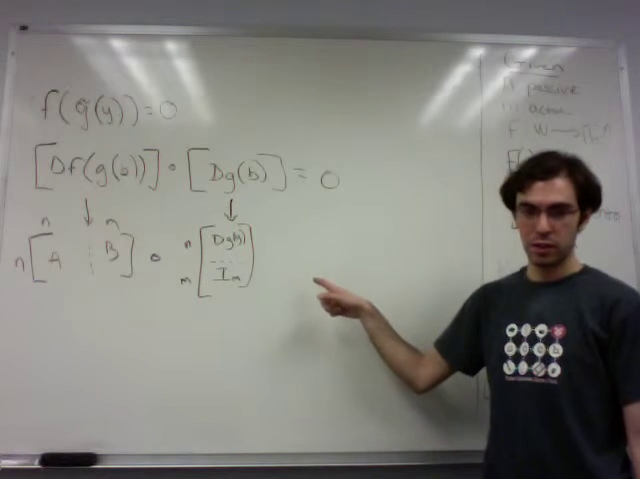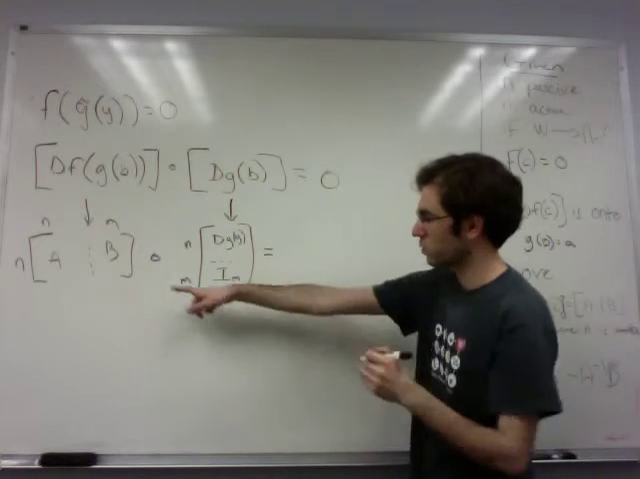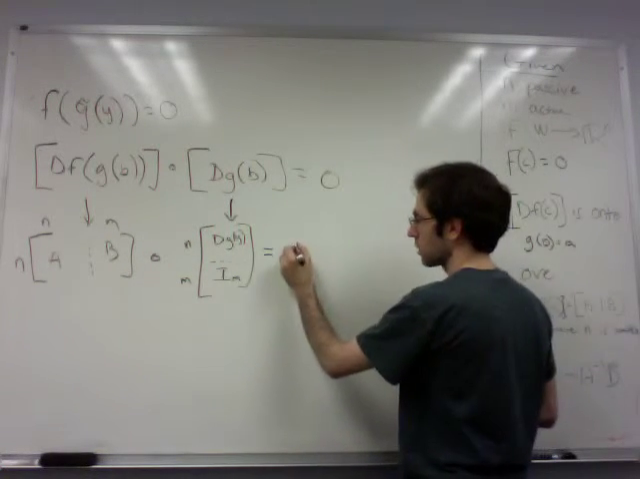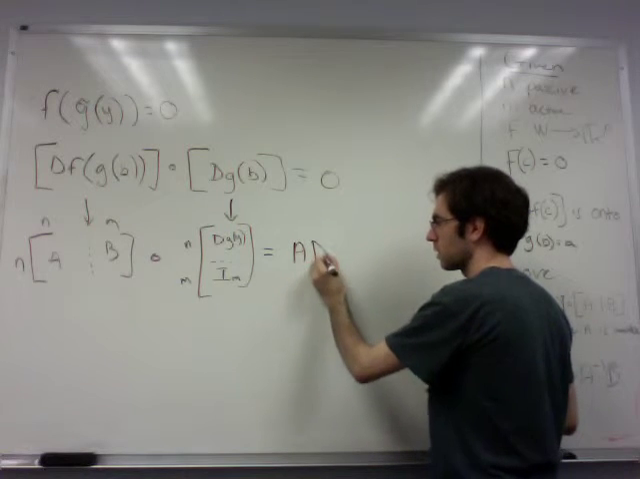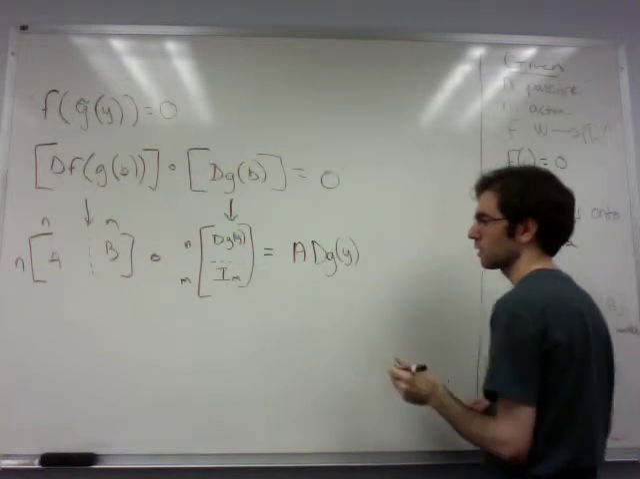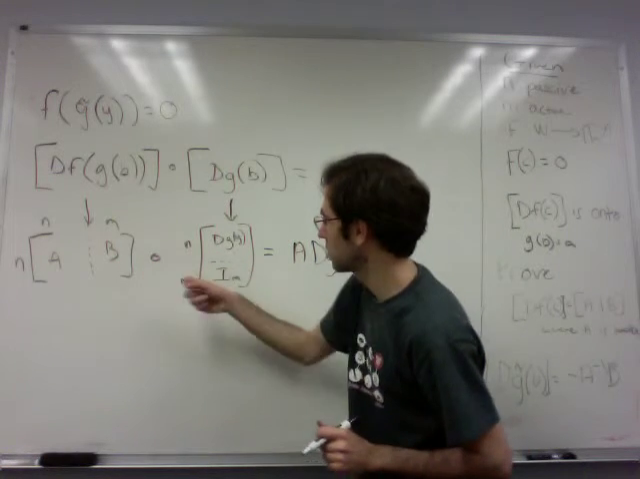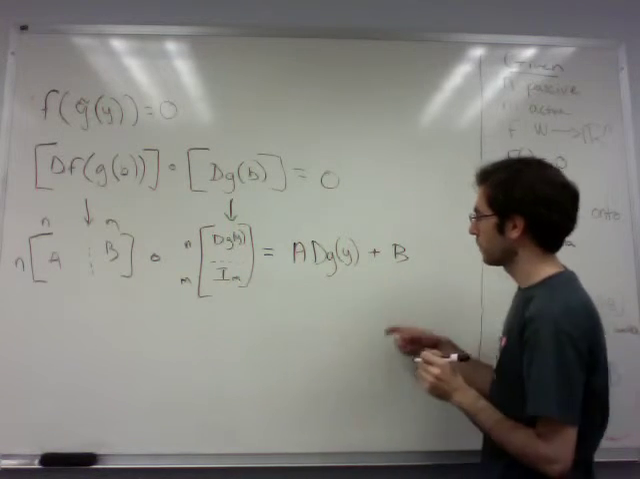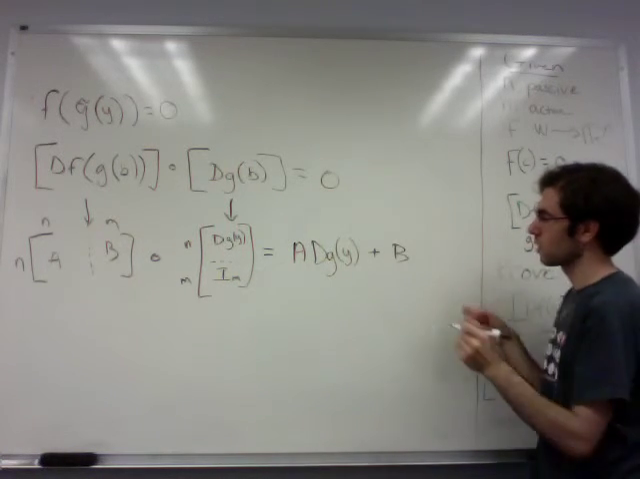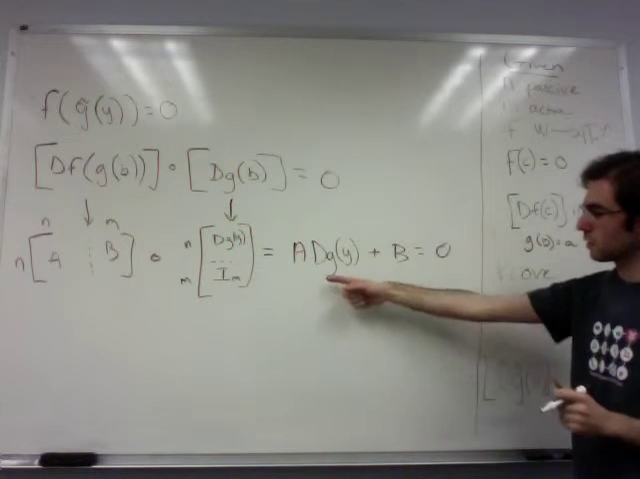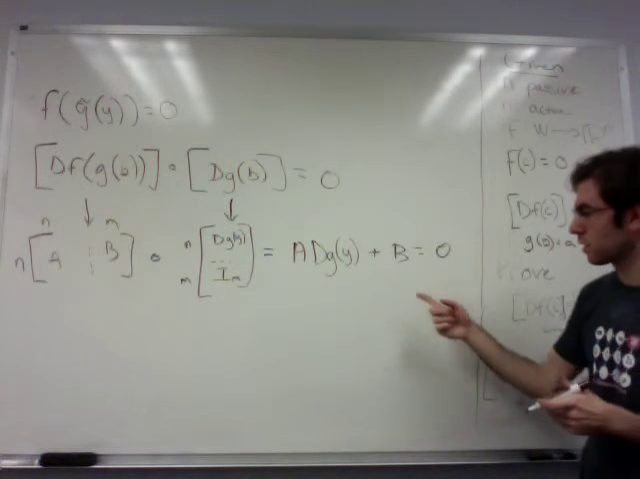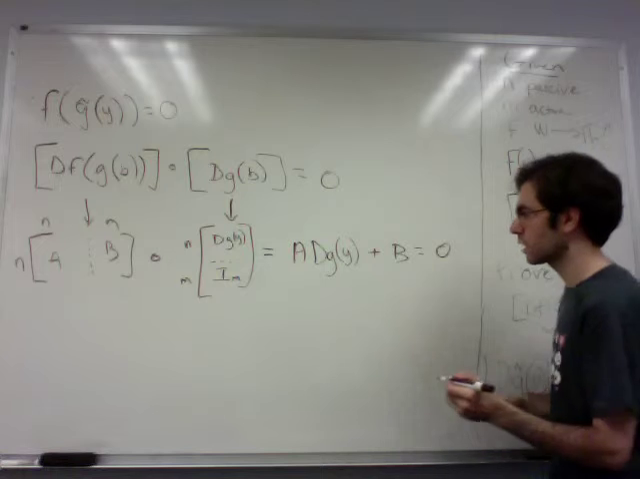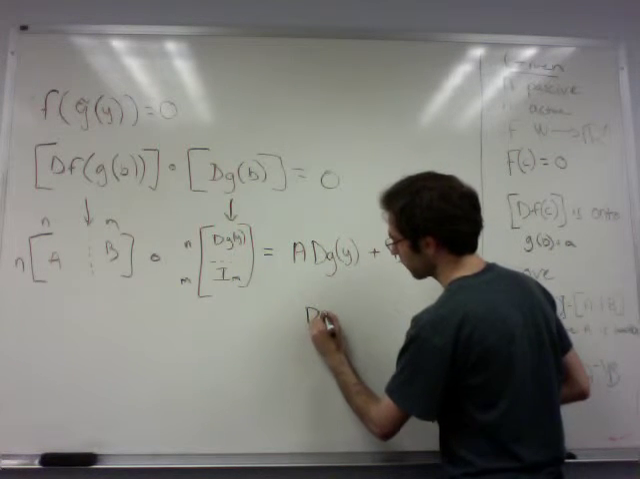So what happens when we multiply these, or when we compose these two matrices? Well, the A is going to be composed with the dg, so we know A dg of y. We know the B is going to go with the identity matrix, Im, and that's just going to give us B. We know this is all equal to 0. So this is starting to look very easy to deal with. We move the B over to the right side, and we apply the inverse of A on both sides. And what do we get?